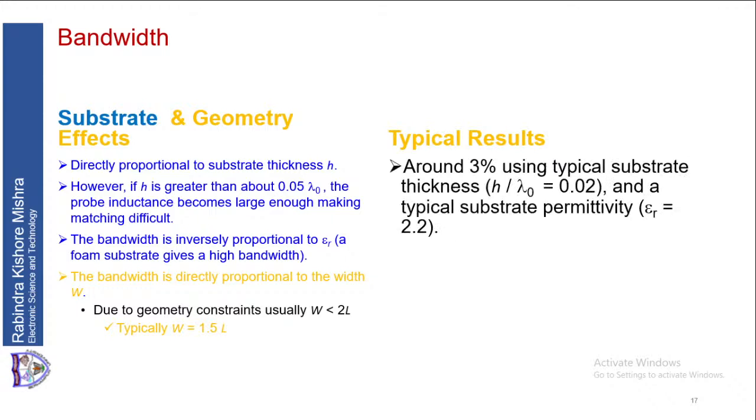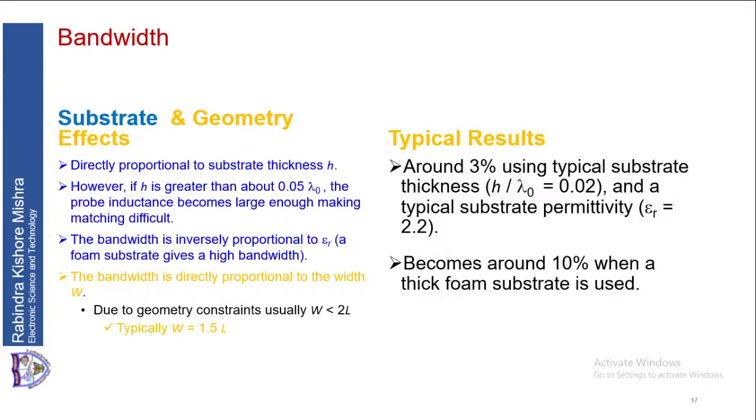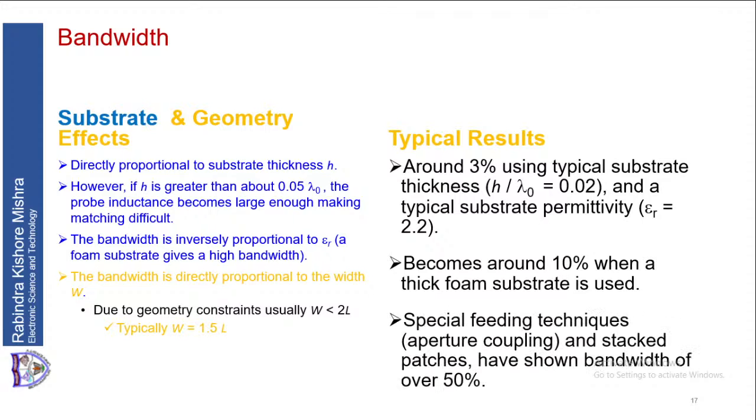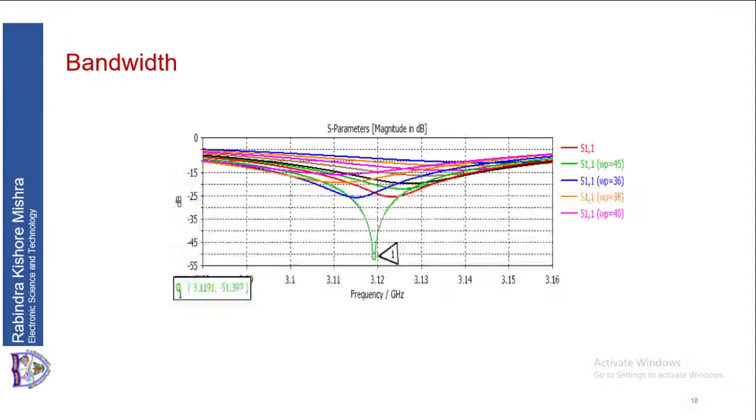Typical result is about 3% bandwidth for a microstrip antenna. A conventional microstrip antenna gives you 3% bandwidth using a typical substrate, H by lambda 0 equal to 0.02, and typical permittivity of 2.2. This becomes around 10% when a thick foam substrate is used. There are special feeding techniques like aperture coupling and stacked patches that we'll see later. They can increase the bandwidth up to 50%. So this is about bandwidth. Figure, forget it. Next.